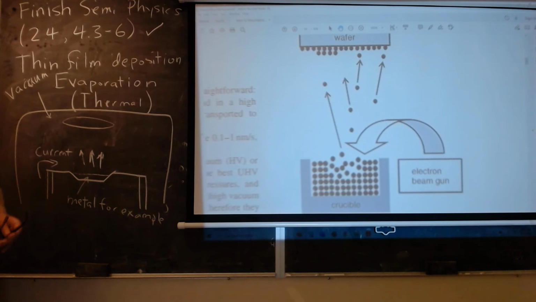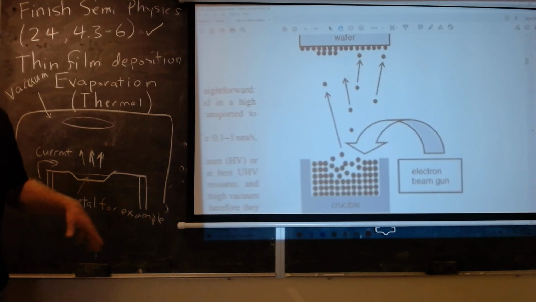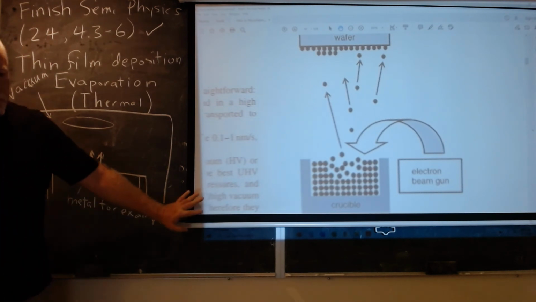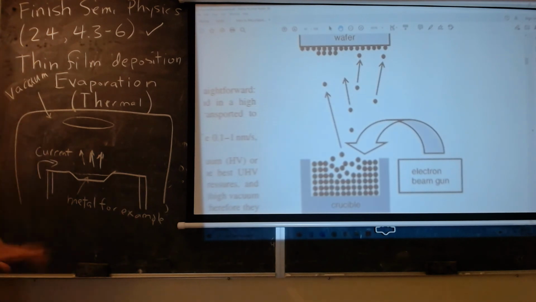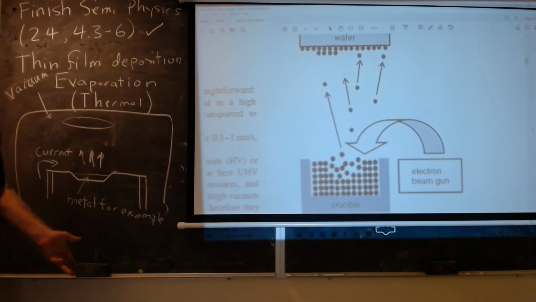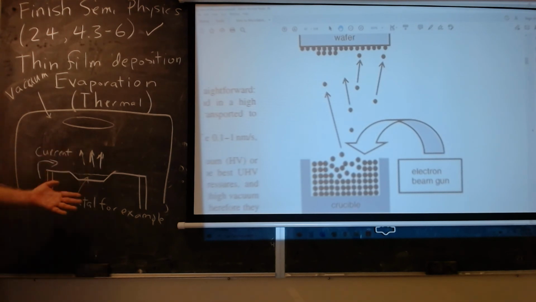So I'm drawing this, what he's showing in the textbook. What he's showing in the textbook is that instead of heating the metal by passing a current through it, you can heat it by using what's called an electron beam. And I'll get to that in a second. And while electron beam evaporation is far more common, thermal evaporation is sort of easier to understand because of the word thermal. You're boiling the metal essentially.